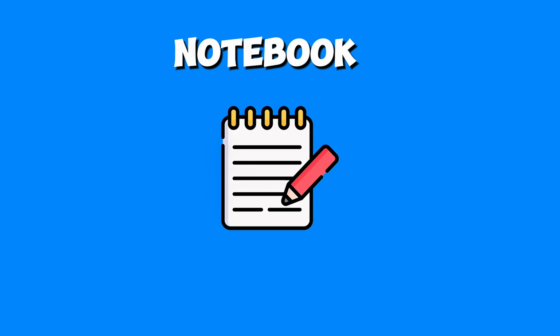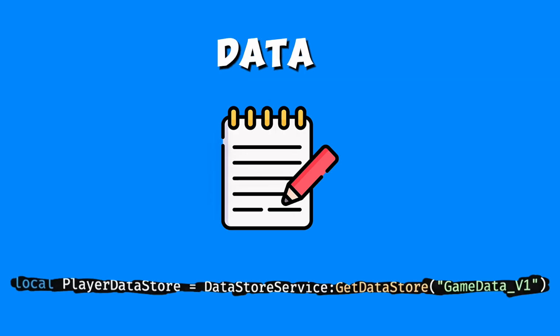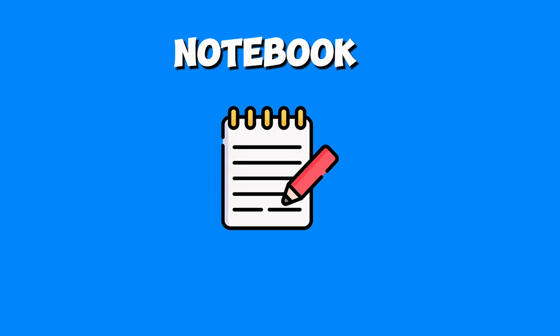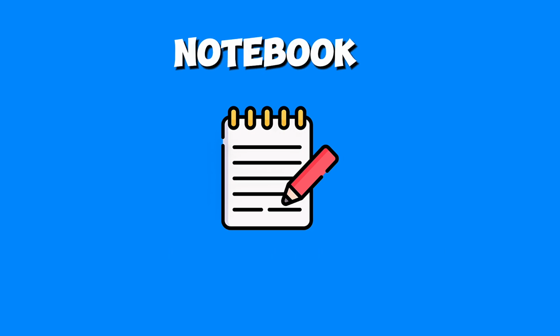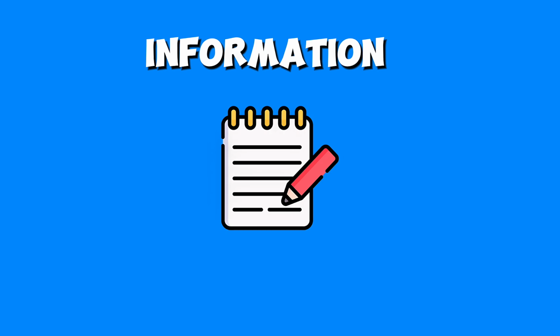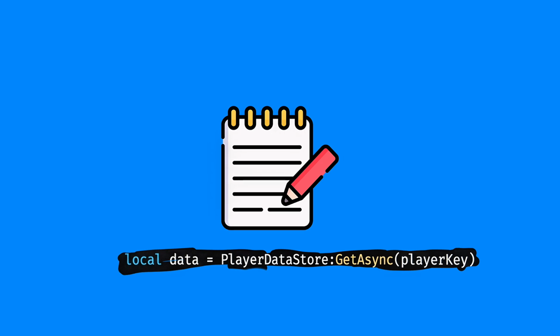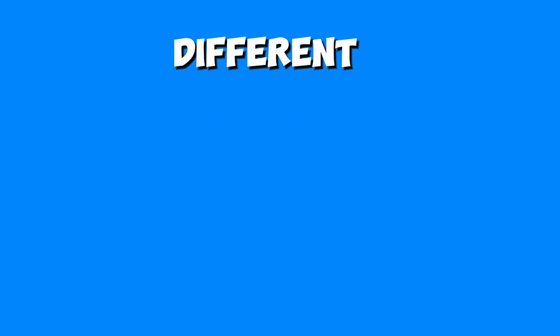We buy a notebook using a special function called GetDataStore. When we write information in our notebook, we write it using a special function called SetAsync. And now when we open the notebook again to read the information in it, we read it using a special function called GetAsync. So how do we actually differentiate between different data?